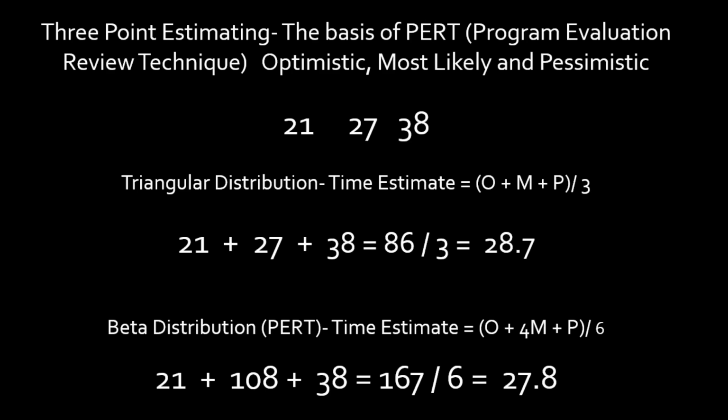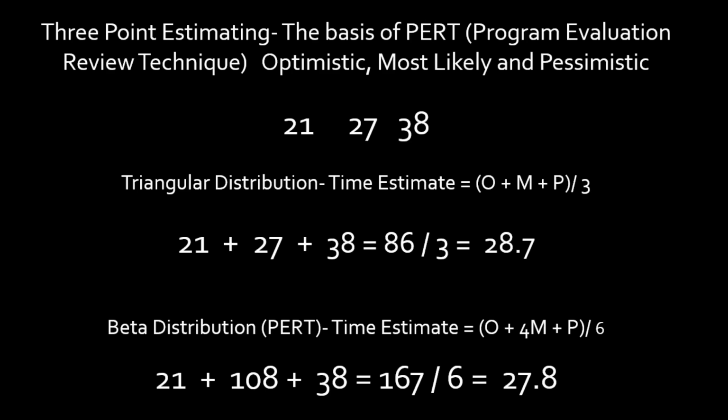And if they're asking you for triangular distribution, read the question. Triangular distribution is a simple average of the 3 numbers. PERT is a beta distribution, where you're weighting the most likely and coming up with this figure. Does this make sense, the 3-point estimating, before I move on?